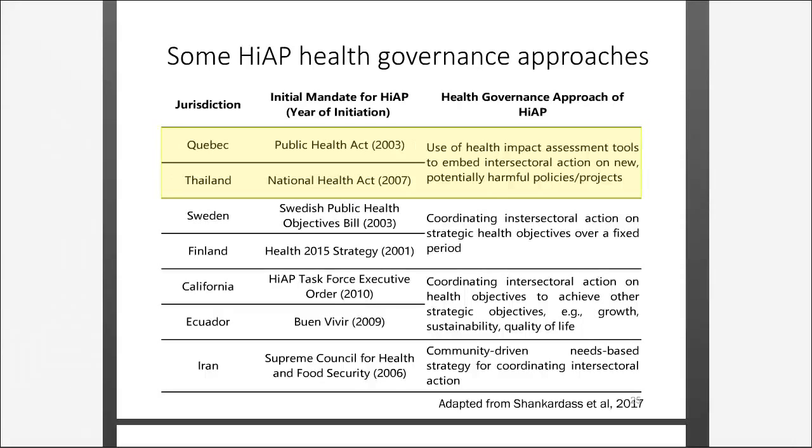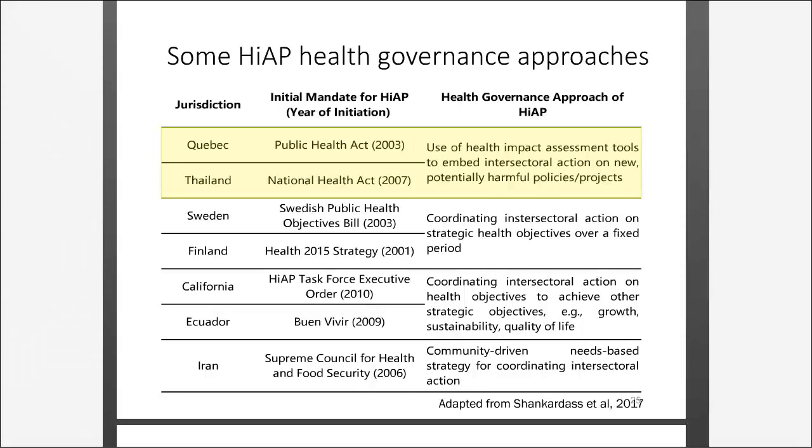So one approach would be to use tools like a health impact assessment tool to try and embed intersectoral action prospectively on potentially harmful policies or projects that are coming up.